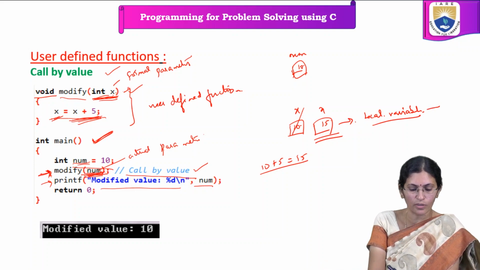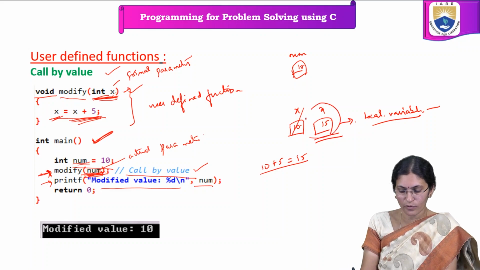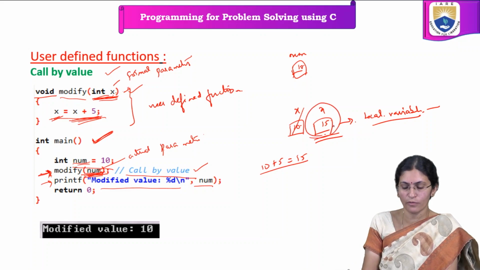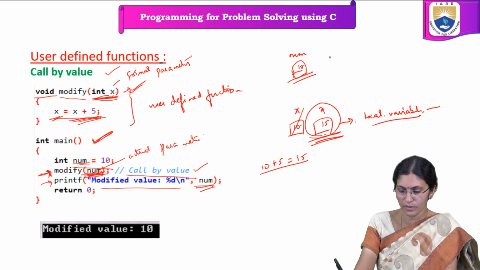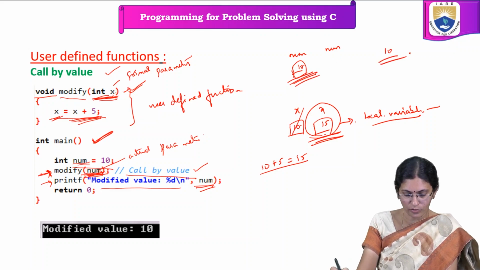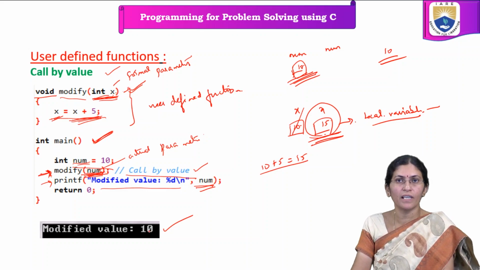As soon as the control is transferred to the main function, the activation record for this function is no longer available. So this value is also destroyed here. Therefore num value will be 10 only. Even if you print the value of num, num is equal to 10. So the result will be 10. This is the output of this function: modified value 10. So this is call by value, you can say.